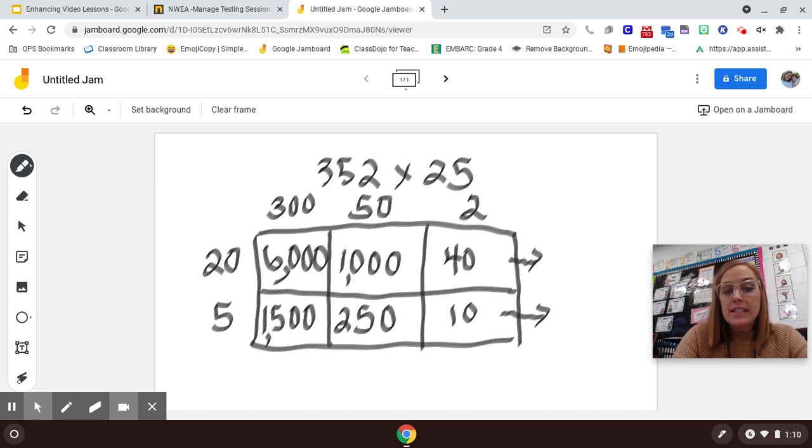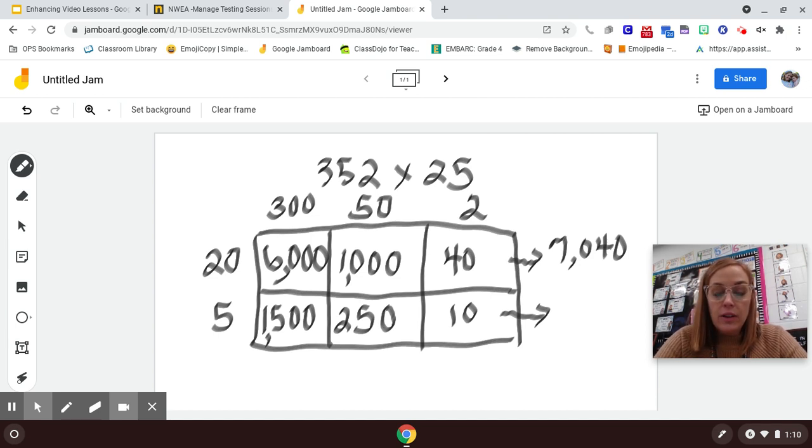So I know I have 6 thousands plus another 1,000. That's 7 total thousands. I don't have anything in my hundreds place. I've got 4 tens. I don't have anything in my ones place. So I know I have 7,040 on my top row.